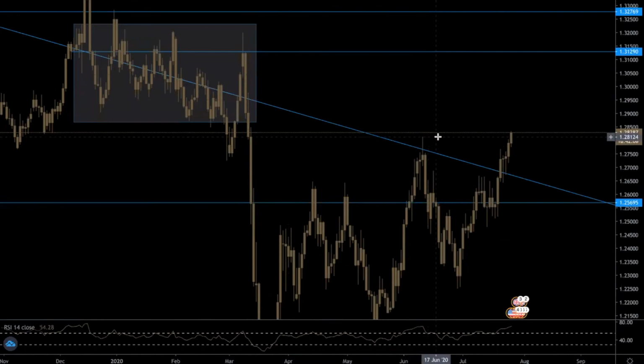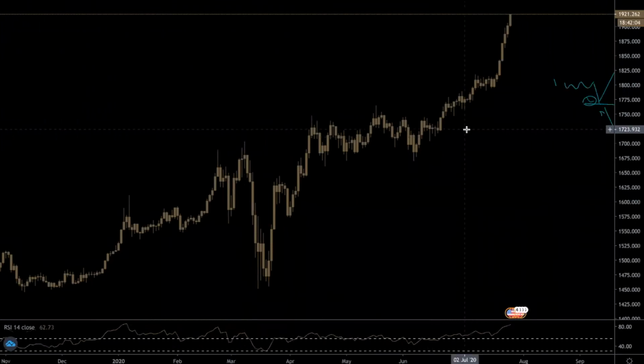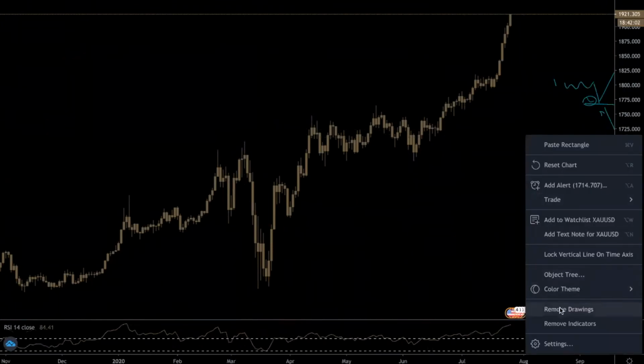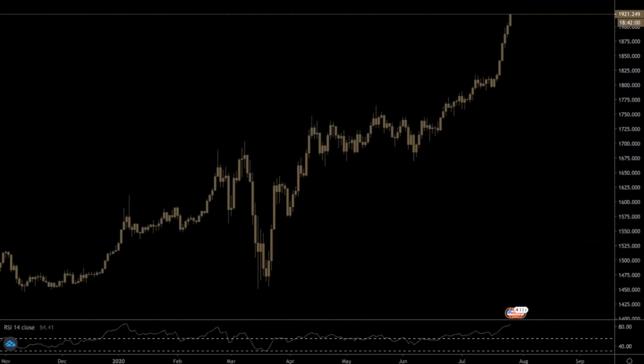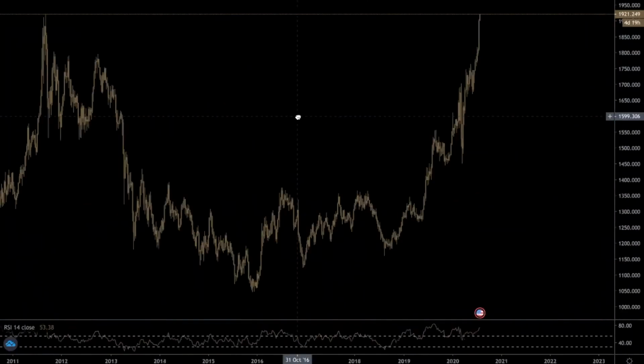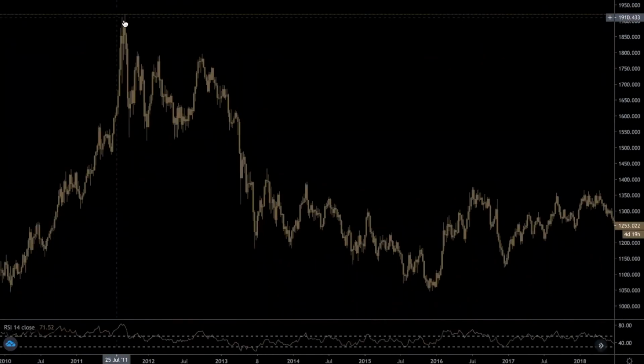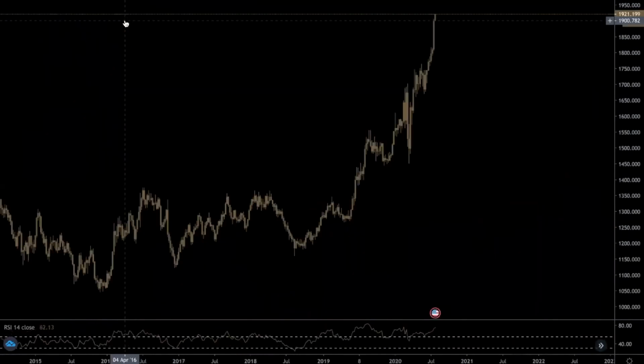Let's go ahead and look at gold for a minute. I mean, this is pretty much absurd at this point. Gold has officially broken records, I believe. Yeah, it's doing it right now, like straight up right now. Hold on. So this is the old high, and that's 1921.07. That's the absolute old high, 1921.07.